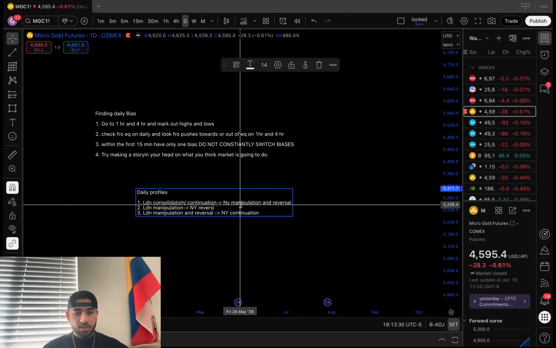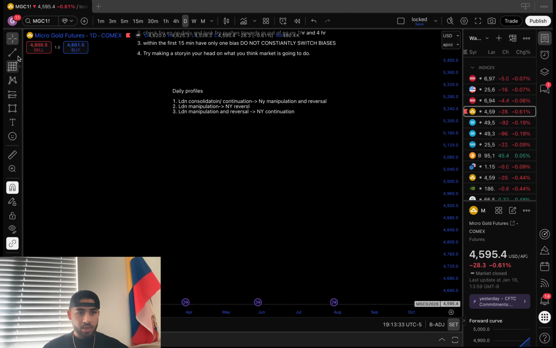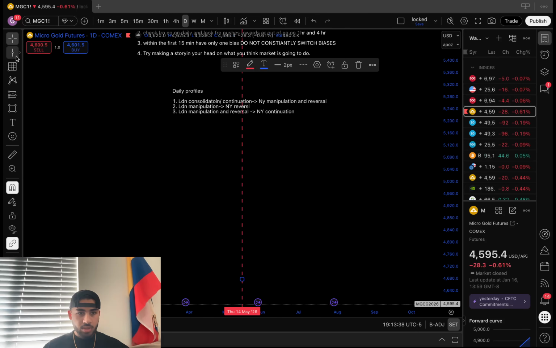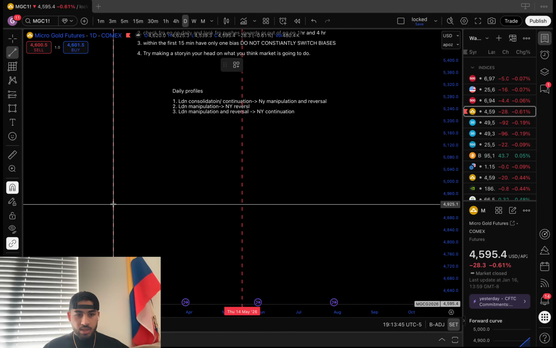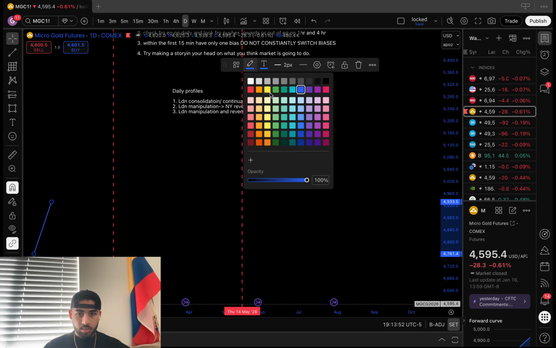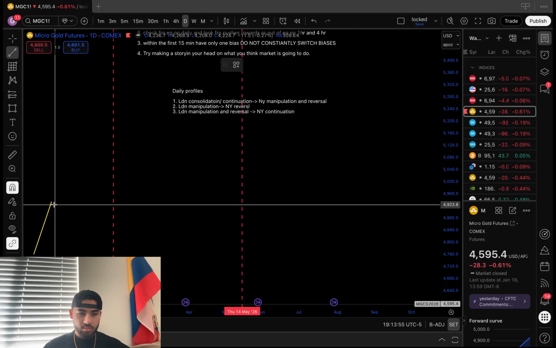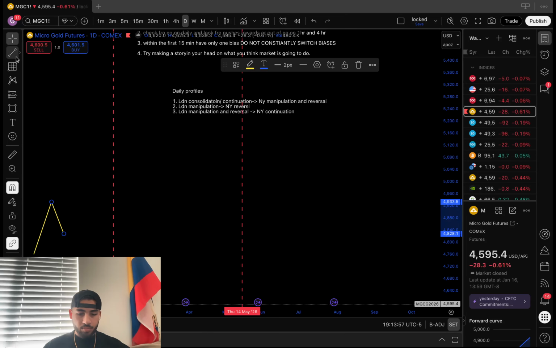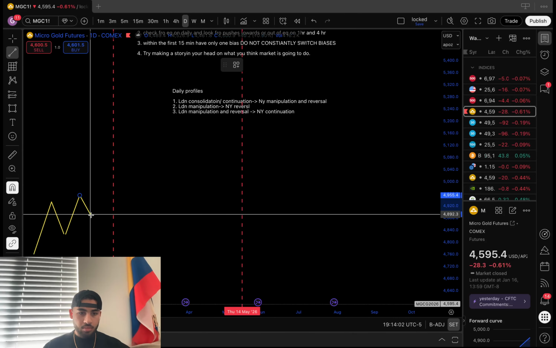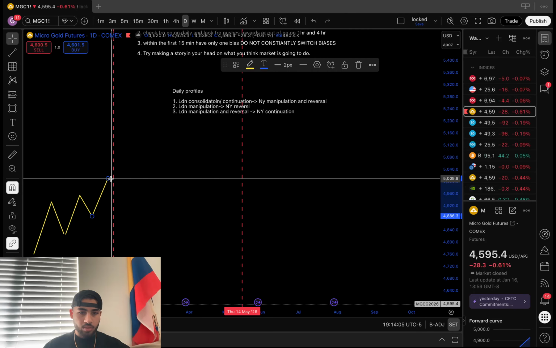Okay, cool. These are three daily profiles, and by that, what I mean is, let's say market opens 9:30. Let's say this is Asia. I'm going to do this on the 1 hour time frame. Asia is like this. I make it yellow for no apparent reason. We make a high, make a low, make a higher high. Cool, put it here.